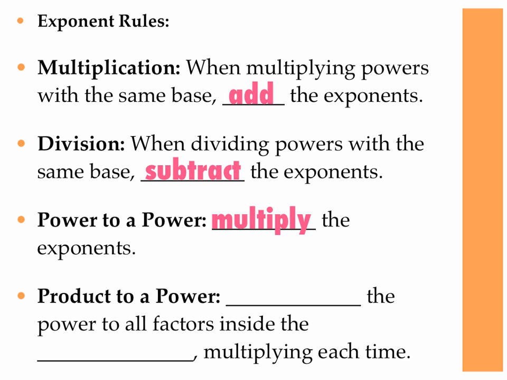And when you have a product to a power, you're going to distribute the power to all factors inside the parentheses, and you're going to multiply the powers each time.